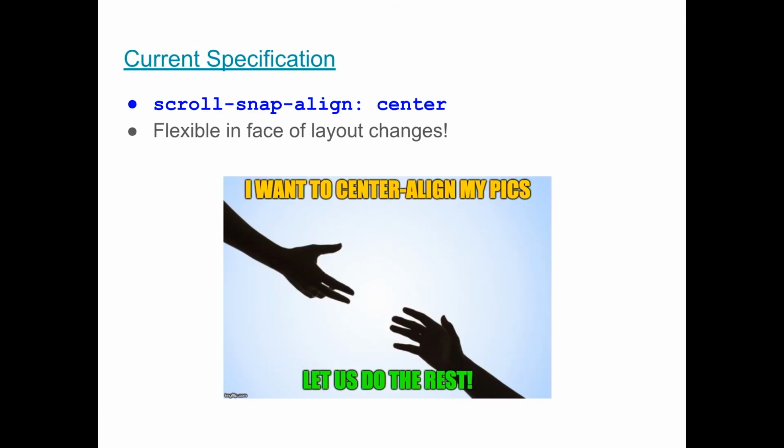In this spec, you basically just need to specify the alignment of the images. For example, you align the center, so all the images are center aligned. And then you can let the browsers handle all the rest, including the calculation, layout updates, and animation. Let's take a look at some demos.